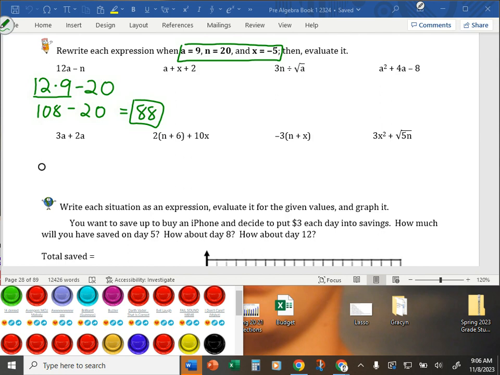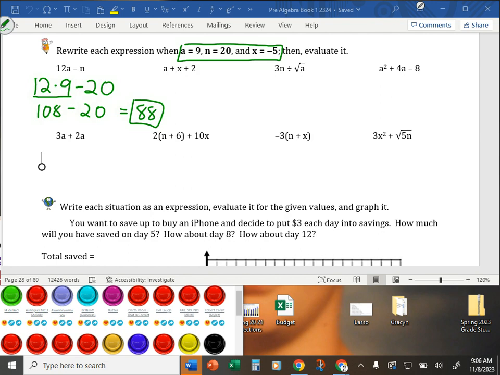Give me another one that you'd like to go over. Nolan. 2 times n plus 6, plus 10x? Yes. Great choice. 2 times the sum of n and 6 plus 10x. He's looking at the second one in the second row.